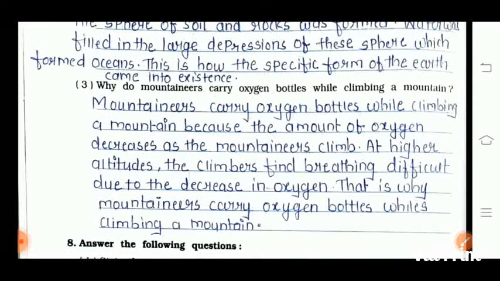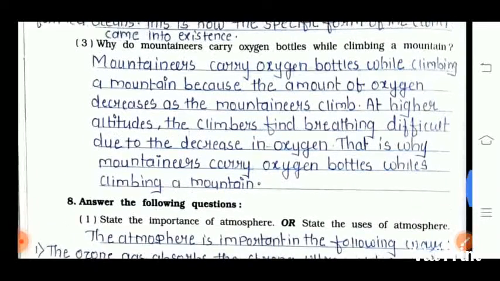Question number 3: why do mountaineers carry oxygen bottles while climbing a mountain? Mountaineers carry oxygen bottles while climbing a mountain because the amount of oxygen decreases as the mountaineers climb. At a higher altitude, the climbers find breathing difficult due to the decrease in oxygen. That is why mountaineers carry oxygen bottles while climbing a mountain.